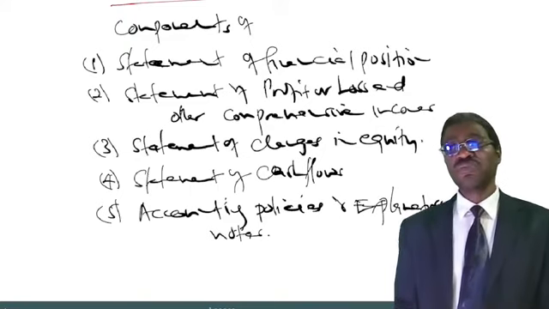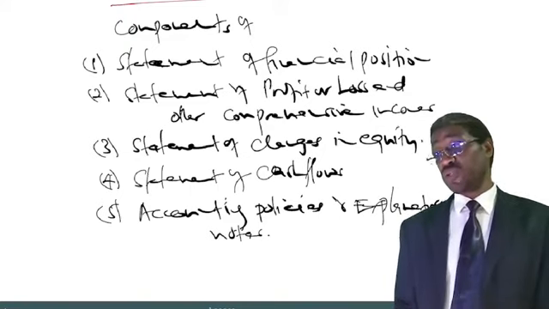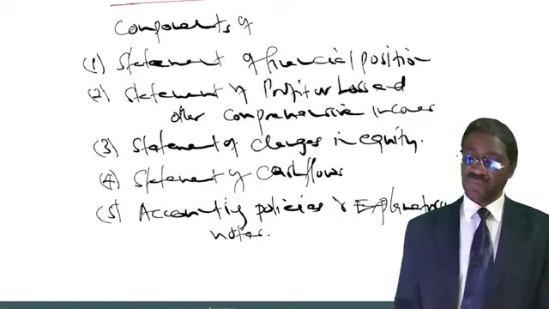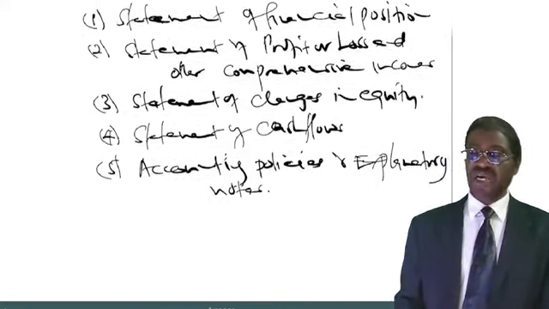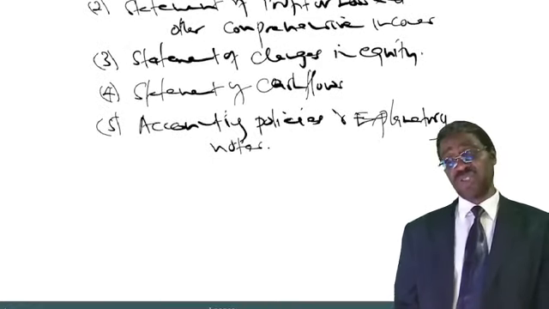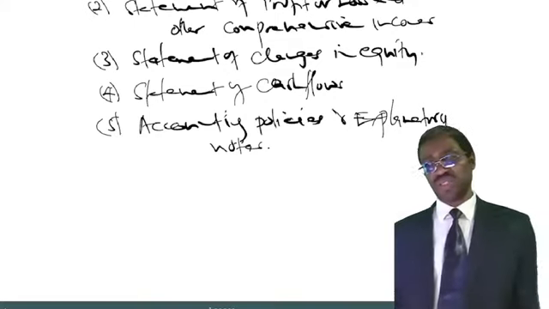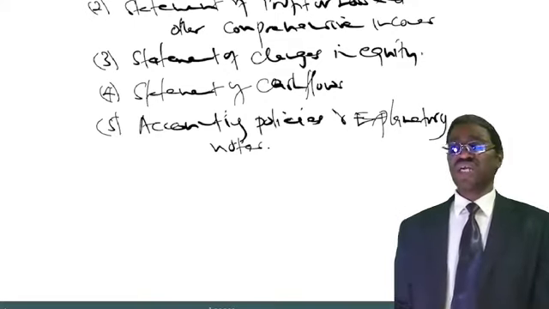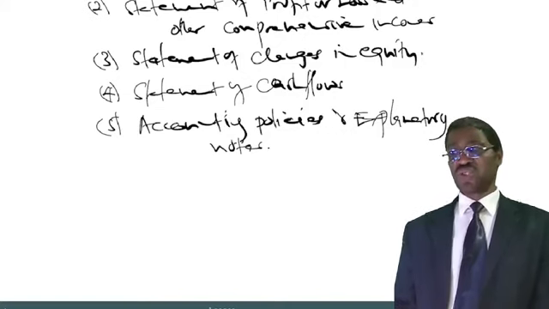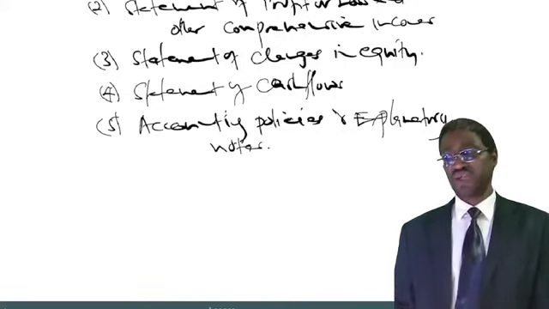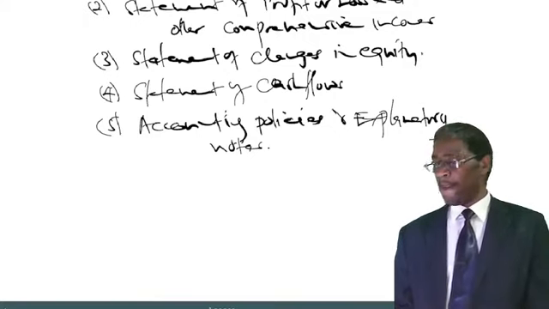Number four, statement of cash flows. And number five, accounting policies and explanatory notes.